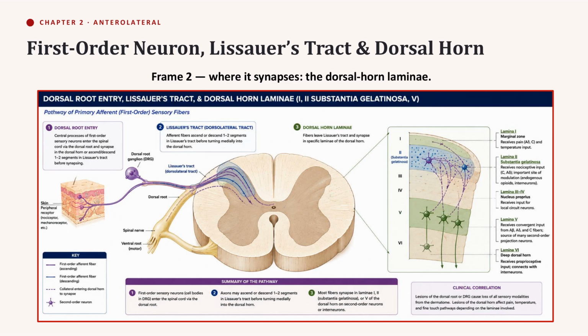So the takeaway for this frame? Pain doesn't just pass through the dorsal horn, it is processed and gated here in lamina 1, 2, and 5 before a single impulse ascends. Keep lamina 2 in view because the very next modulation slide lives there.